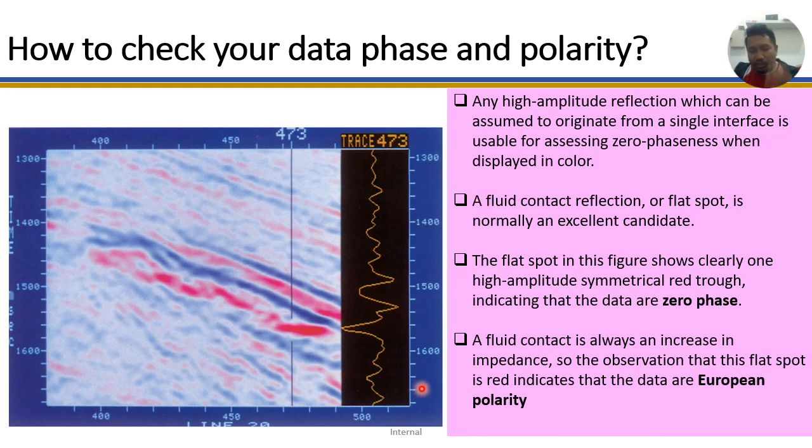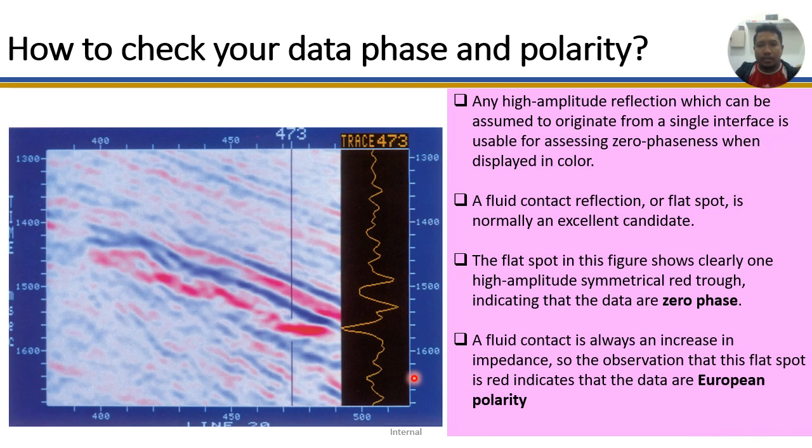And then we need to display the data in color. Black and white is very difficult, but displaying in color will give you brighter spots, and this will allow you to see the polarity of the reflections. And number three, you need to observe the polarity of the reflections.